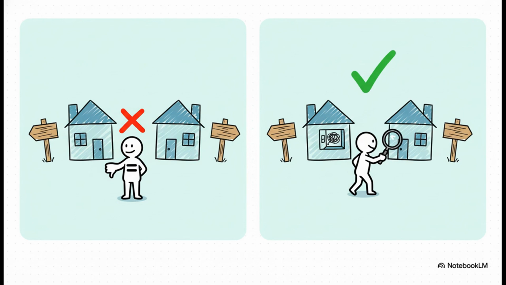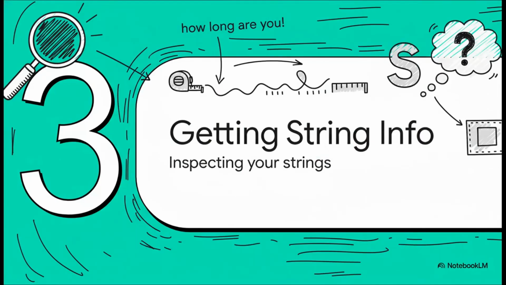Okay, listen up, because this one trips up everybody at first. Think of it this way. The == operator checks if two things are at the exact same address in memory. The .equals method, on the other hand, actually goes inside and checks if the content is the same. When you're dealing with strings, you almost always care about the content, so just burn this into your brain. Use .equals.